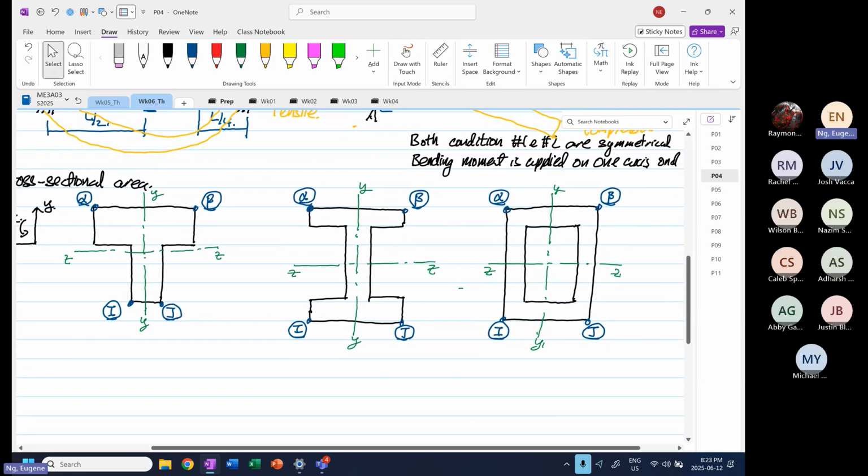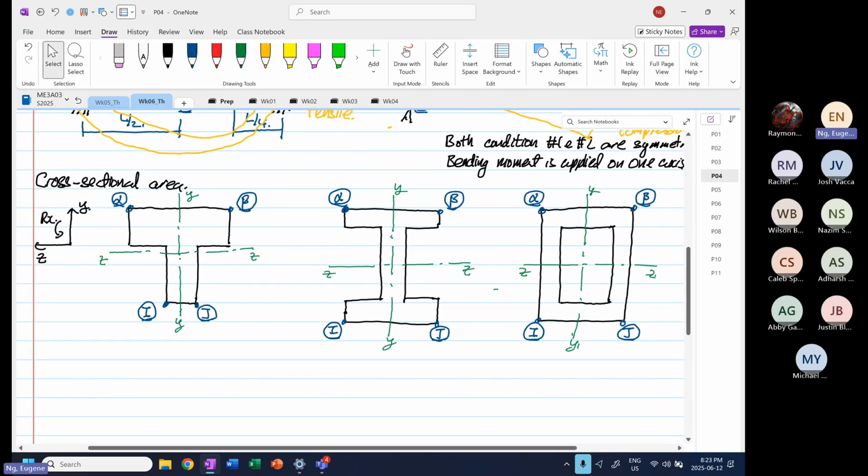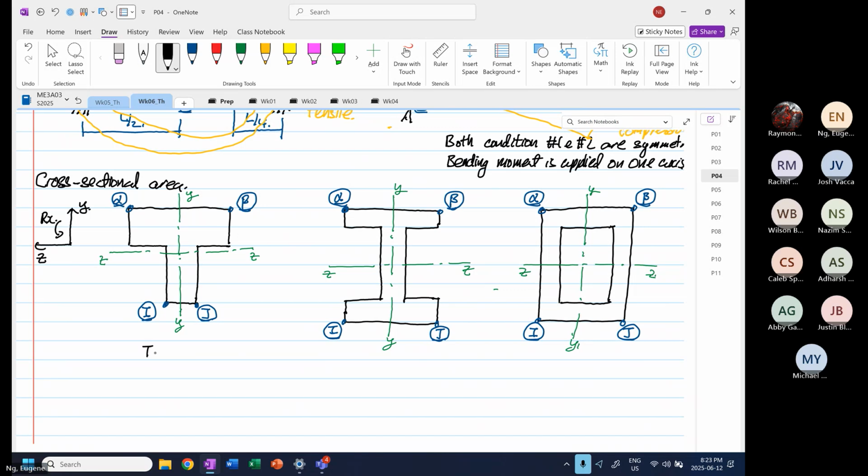Okay, now based on the cross-sectional area, which one is symmetrical, which one is unsymmetrical? Is the T symmetrical? Is the I symmetrical or unsymmetrical? Or is the box, so I'll call this, okay, this is a T shape. Okay, this is the I shape. And this is the box shape.